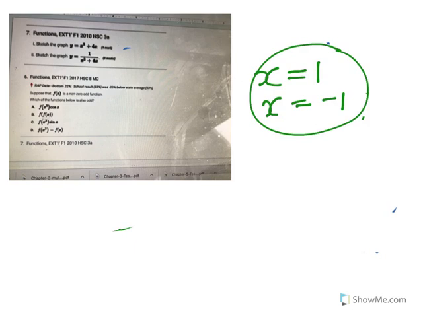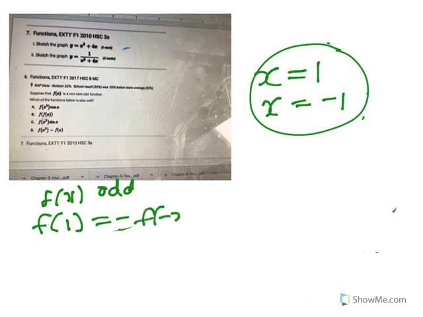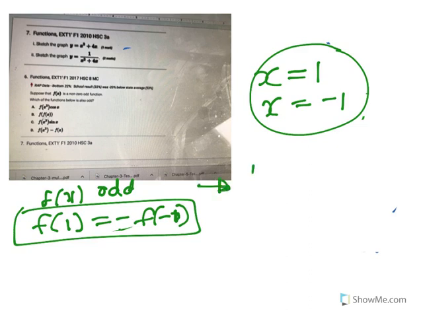Listen, I think the best way for me to explain it is to put in x is 1 and x is minus 1, and ask: do I get the same thing? Now, it tells you that f of x is odd. So that means that f of 1 will equal minus f of minus 1. That's a statement, okay? So when you're testing these out, let's look at A.